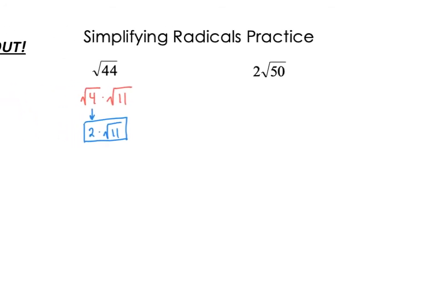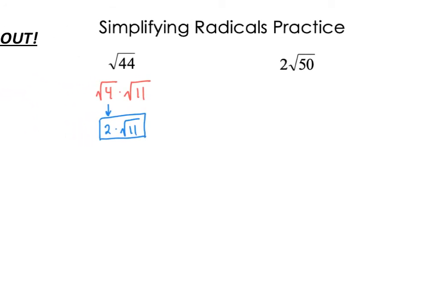Okay, looking at the second one, we leave 2 on the outside. And then we look at a perfect square that goes into 50, which is 25. So it's going to be square root of 25 times the square root of 2, since 2 times 25 is 50. And then we can simplify: square root of 25 is 5. So 2 times 5, and then square root of 2 stays the same. And then we multiply these numbers. 2 times 5 is 10. So it's going to be 10 times the square root of 2.